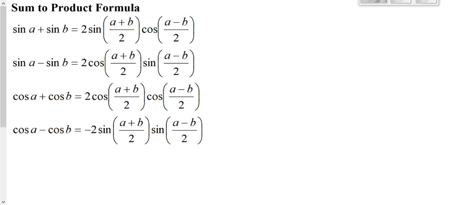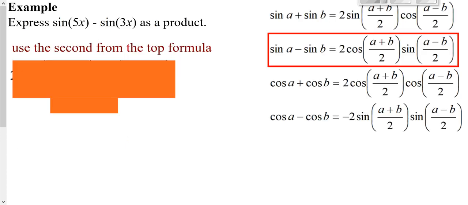We also have kind of the reverse process, where you start with two things added, and can write it as a product. And so here are those formulas. So here we have a sine minus a sine. So that's our second formula, sine minus a sine.